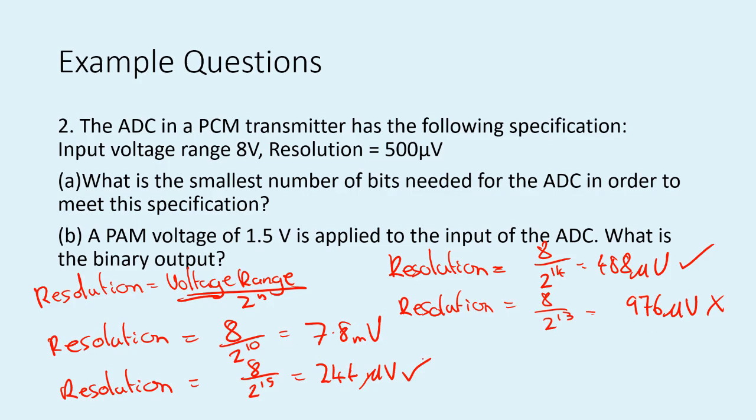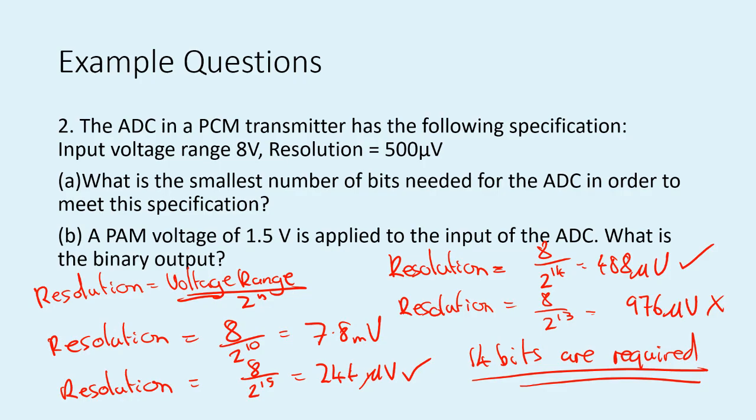Each time we get rid of a bit, obviously we double the value because we've got rid of one of those powers of 2 in the denominator. So 14 bits are required. Minimum 14. You could have more, though you're not necessarily gaining from having a lot more than the resolution required.